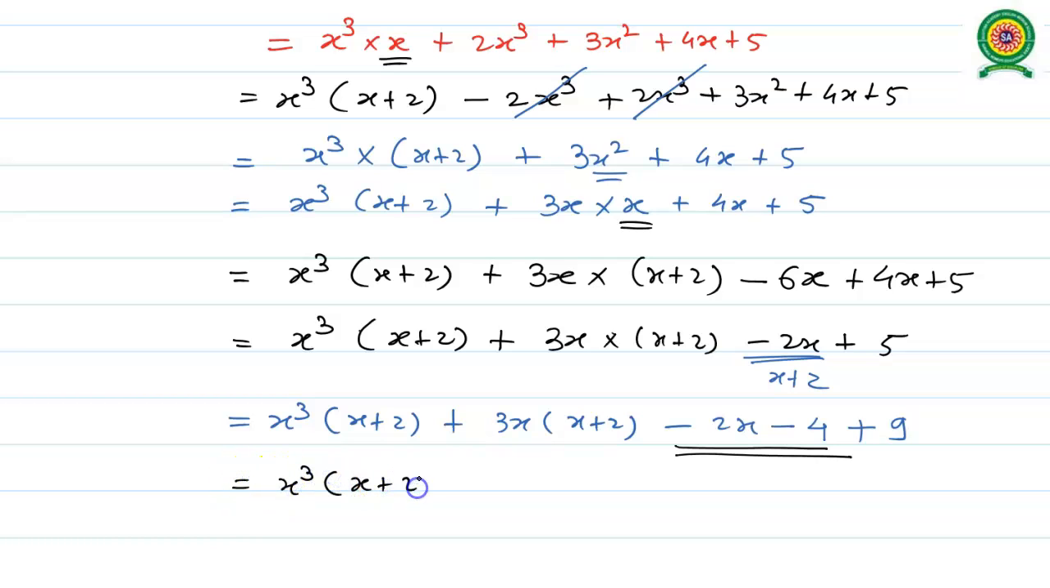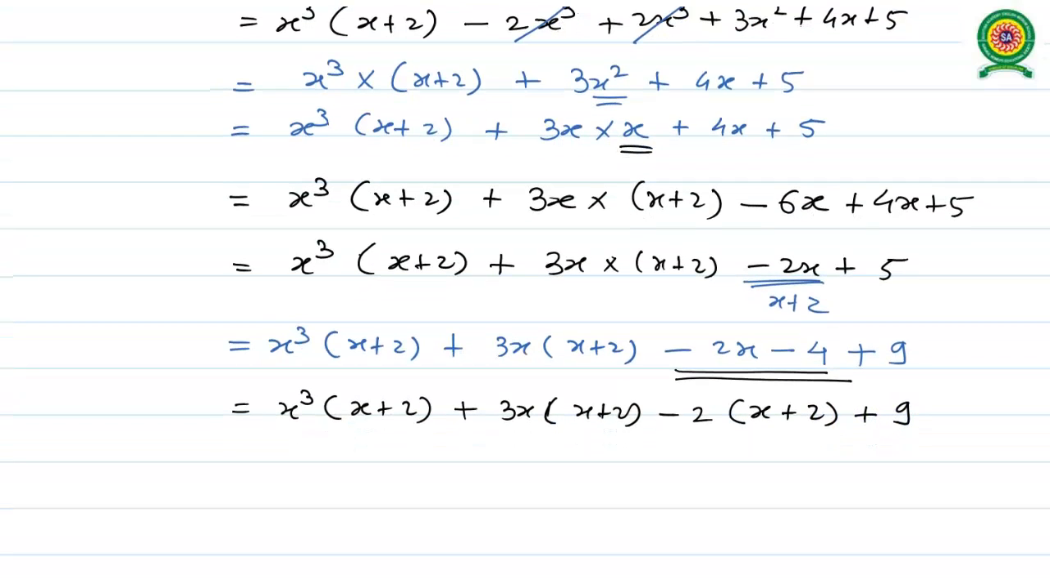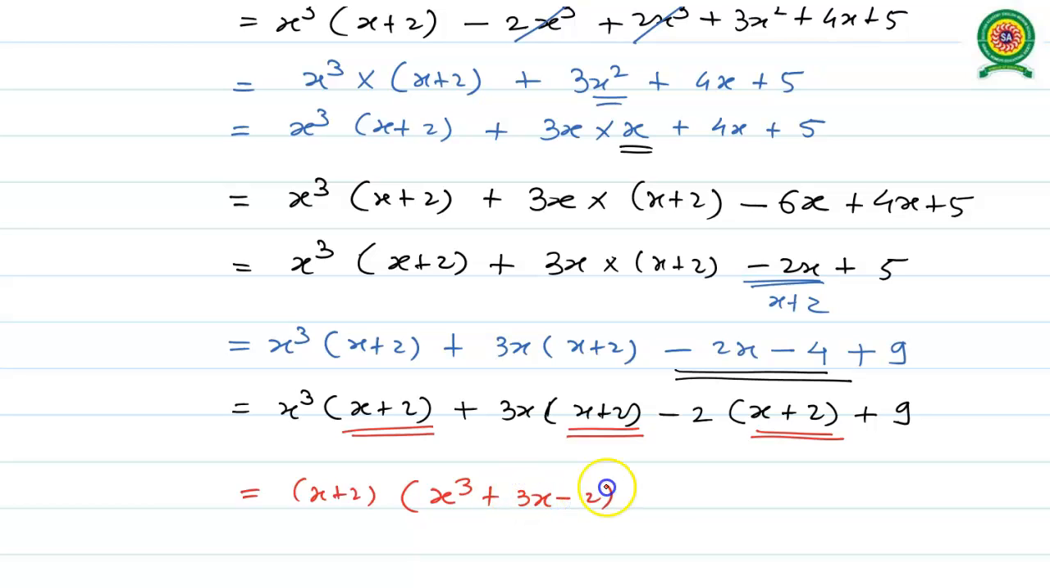x cube plus x cube into x plus 2, plus we have 3x into x plus 2. Once we take the minus 2 common from the underlined term, it will remain with x plus 2 in the bracket, plus 9 as it is. Now be focused, from the first three terms we can easily take x plus 2 outside. Once we take x plus 2 common, we remain with x cube plus 3x minus 2, and plus 9 as it is.